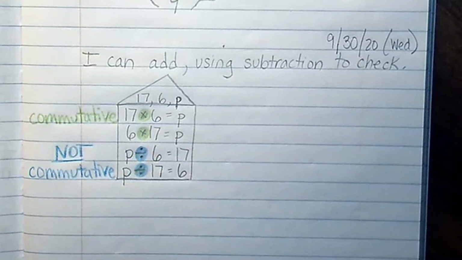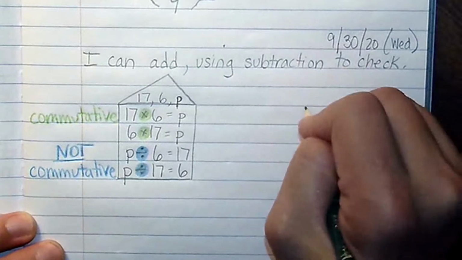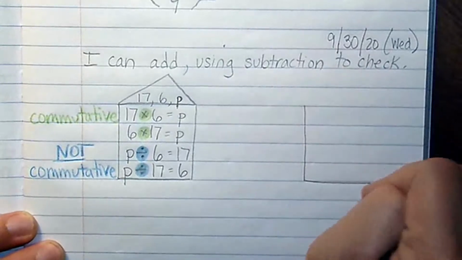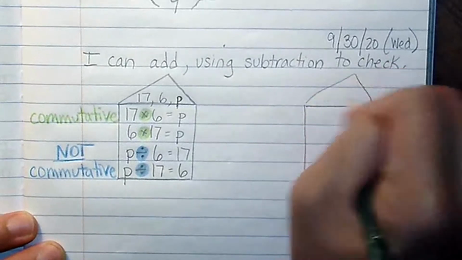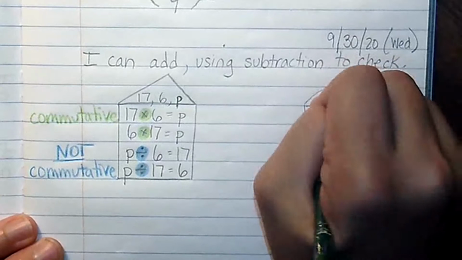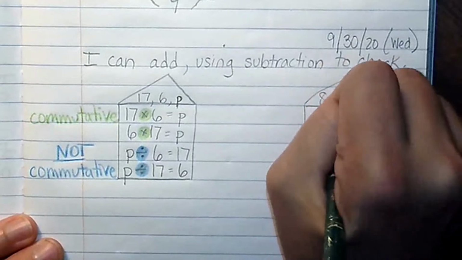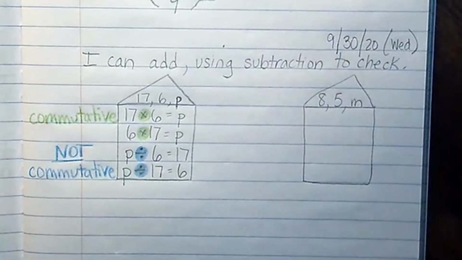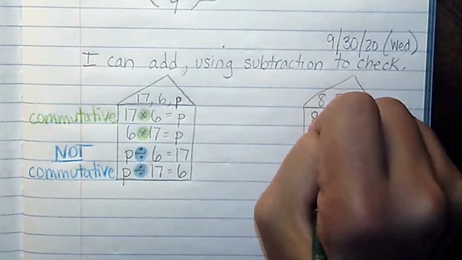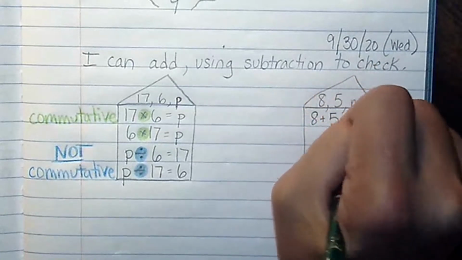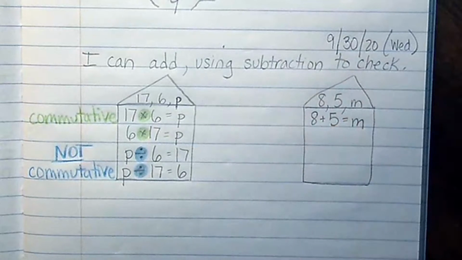So let me give you one to try by yourself. I'm going to make the house right next to it. See if you can fill in the fact family. Our facts are going to be 8, 5, and M. You could use any letter you like. I'm going to give you the first one. I want you to do the last 3. I'm going to tell you that 8 plus 5 equals M. Go ahead and press pause on the video and solve the rest of the fact family.